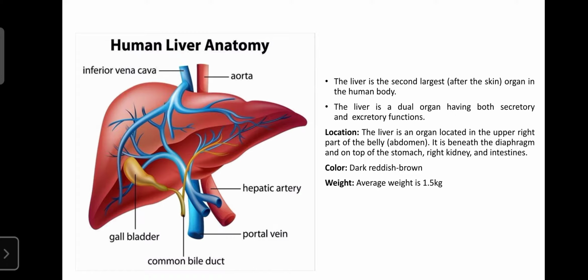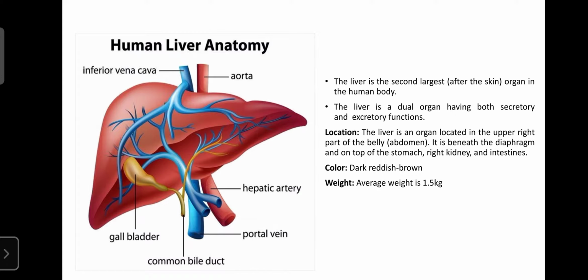The liver is also mainly involved in the excretion of waste material. For example, ammonia is excreted through the liver only. That's why the liver has both secretory as well as excretory functions.